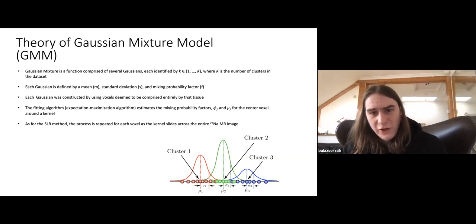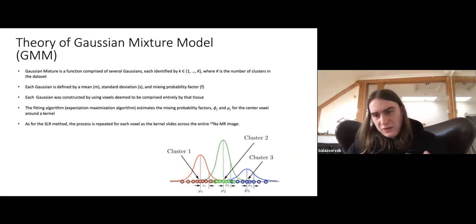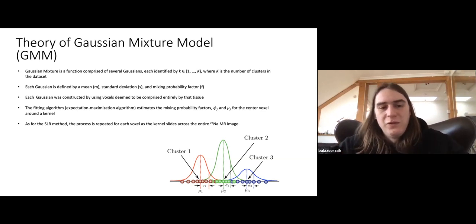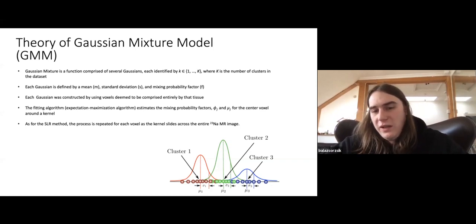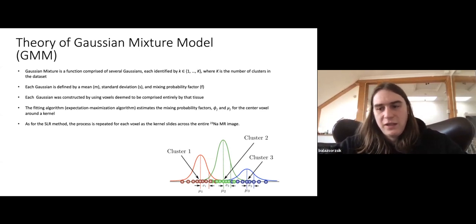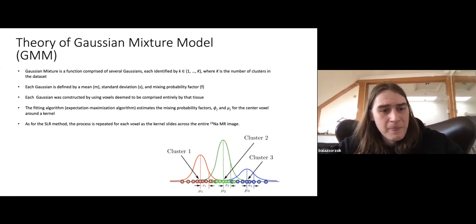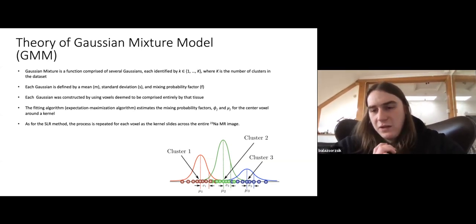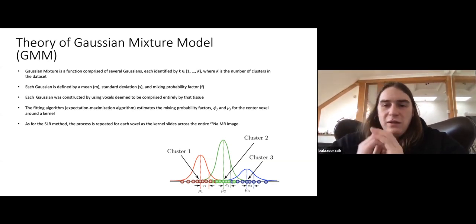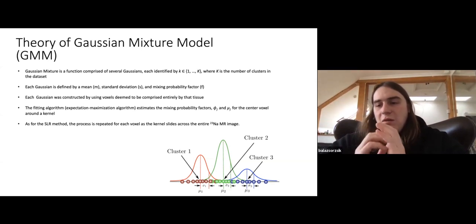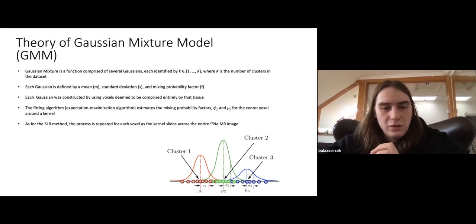And we try to get out the Gaussians from tissue which we deemed as comprised entirely by that tissue. So I will show you on the next slide what I mean by it. And basically, each Gaussian is defined by a mean, a standard deviation, and a mixing probability factor, which gives information about the weight, how much of that Gaussian is present in a voxel or in a kernel.